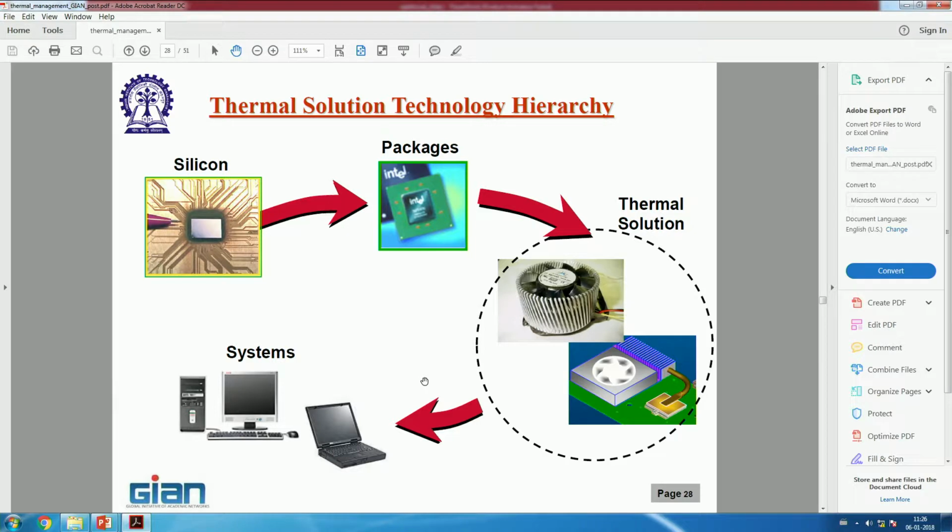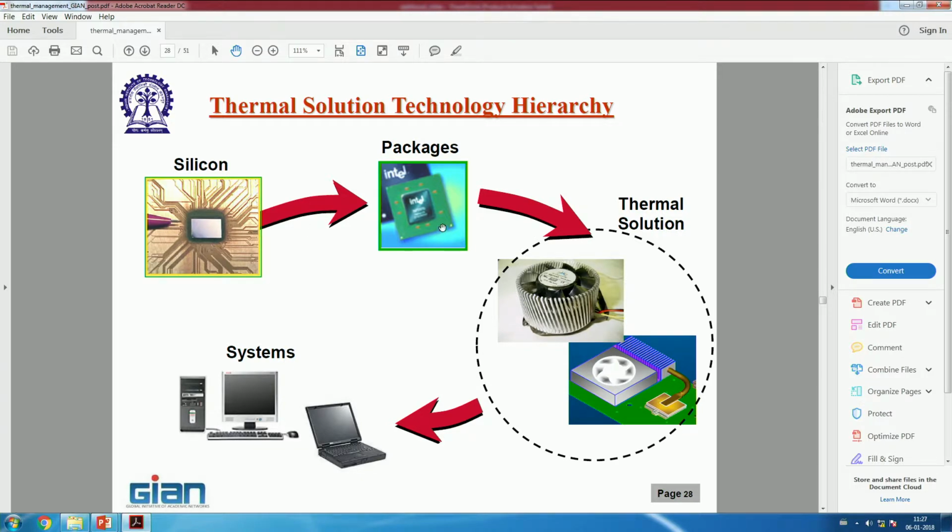So, let us look at the thermal solution hierarchy. What is the cooling that you need to do as a thermal engineer? There are different levels. One is at the silicon level. Many a times I will show you some technologies in the second half, where we are trying to cool down the junction at the silicon level itself. How can we do that? I mean, it is not like I am letting the heat come out, I am trying to do something at the silicon level itself. Okay. Thin film thermoelectrics is one of them I am going to talk about.